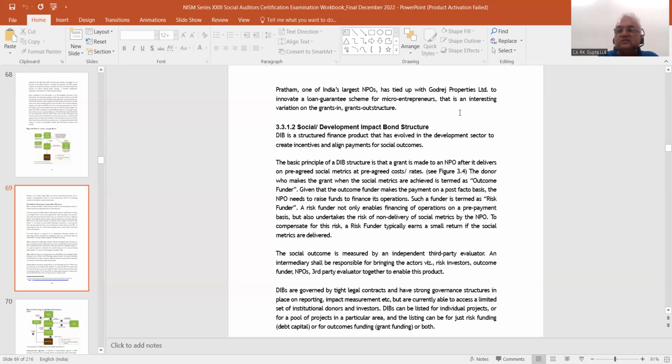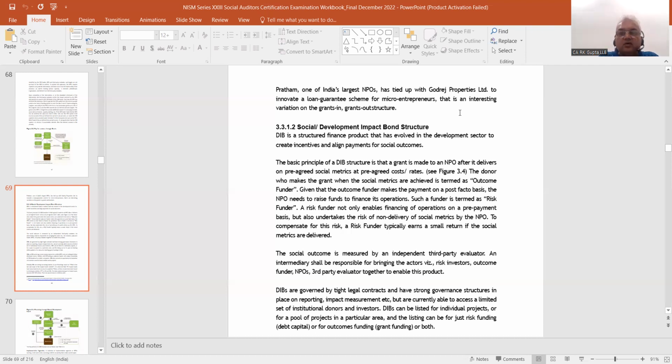There will be risk investors, okay? Those who will pay in advance. They think, okay, this NPO is trying to do some good work, so let me invest something. So they will be the risk investors. Then there are safe players, the outcome funders. The outcome funders will release funds only when certain social metrics are met. Then there will be a third party evaluator. The third party evaluator will independently judge whether the NPO is working towards the desired goals or not.